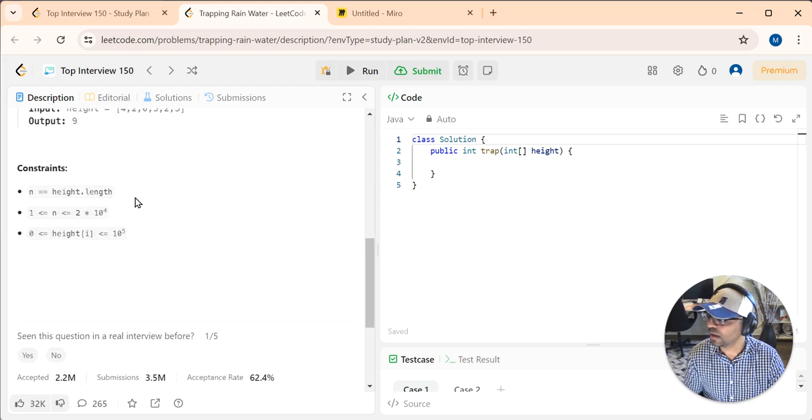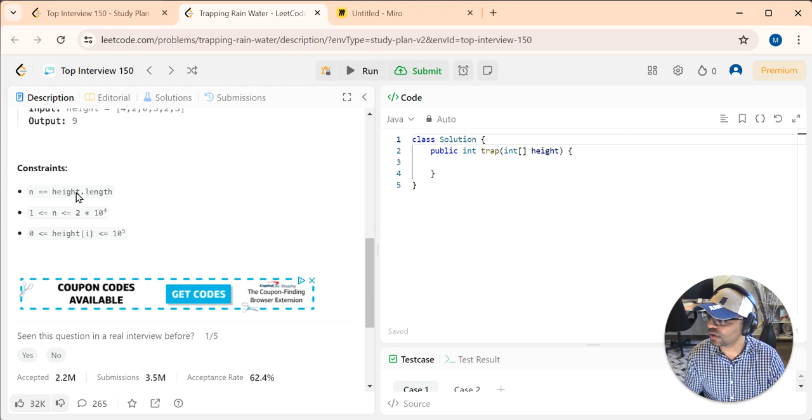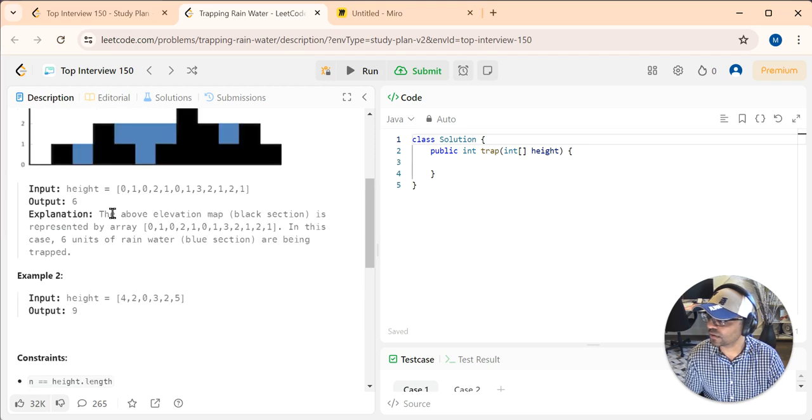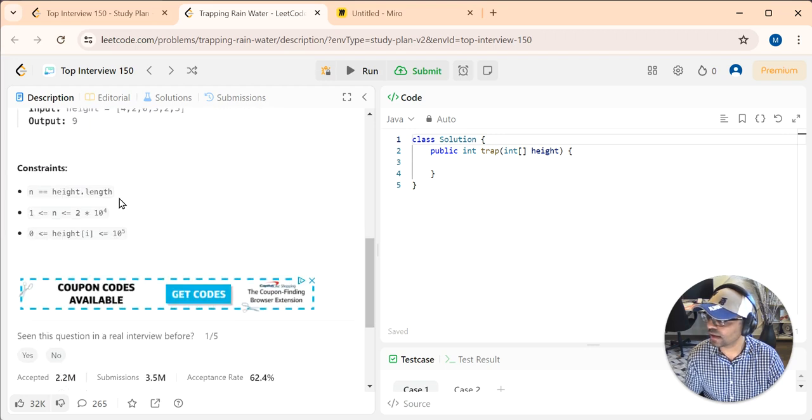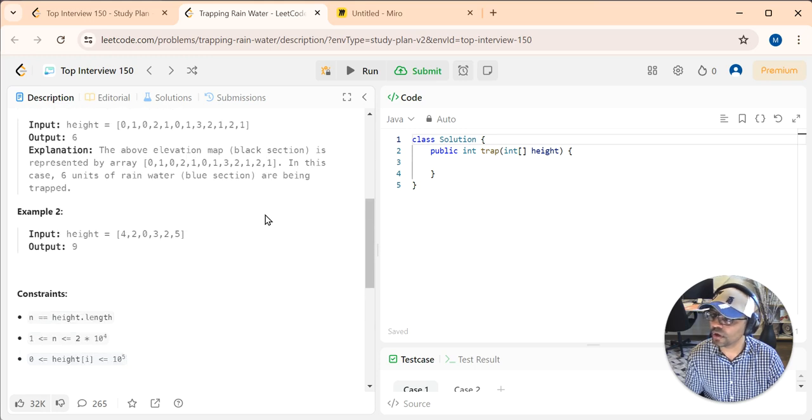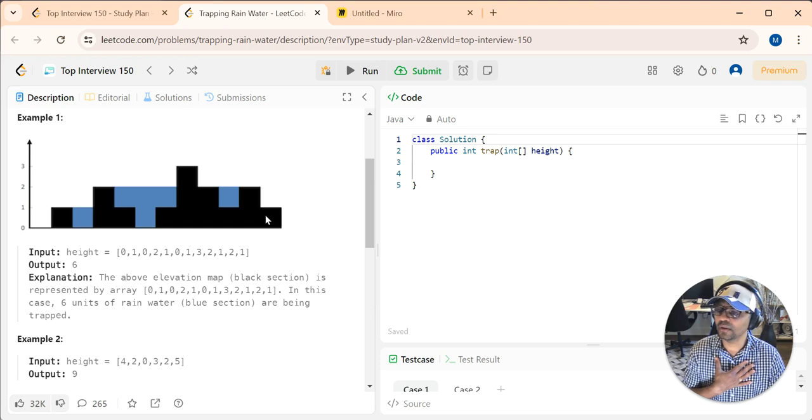Okay. And then the constraints are, okay, so what is height.length? Oh, wait, okay, so height is this array. So the length of the array is between 1 and 20,000 inclusive, and the values in the array are between 0 and 100,000 inclusive. Okay, got it. So let's think of an approach.